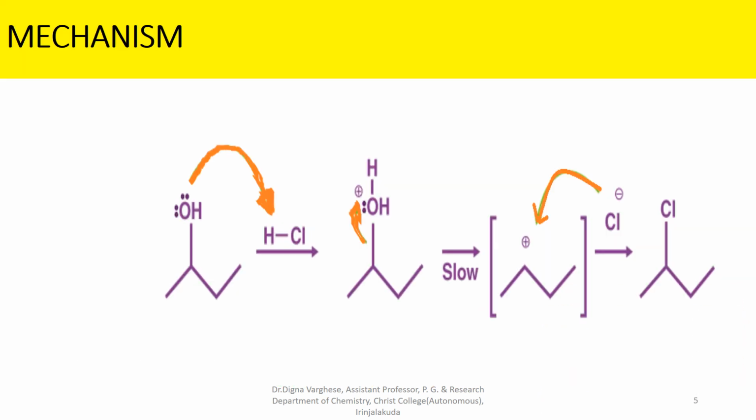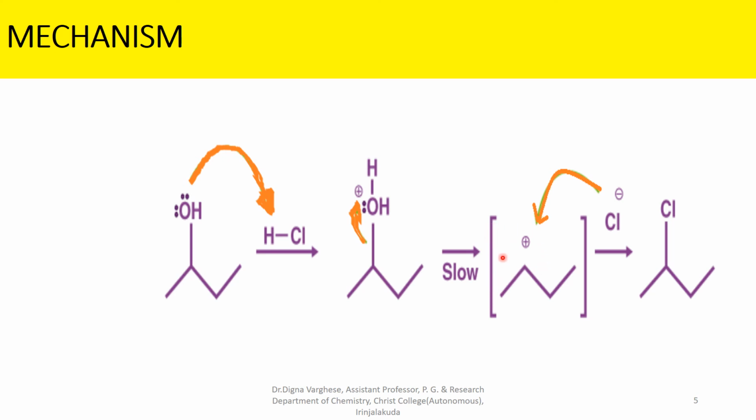Now we are going to discuss the mechanism of the reaction. The mechanism followed in this reaction is an SN1 reaction, that is, unimolecular nucleophilic substitution reaction. It can be broken down into two steps. In step 1, the OH group belonging to the alcohol is protonated. Here you can see the OH group is protonated and there is a positive charge. And we know that the Cl minus ion, the chloride anion, is a stronger nucleophile than water molecules. So it replaces the water molecule and forms a carbocation here.